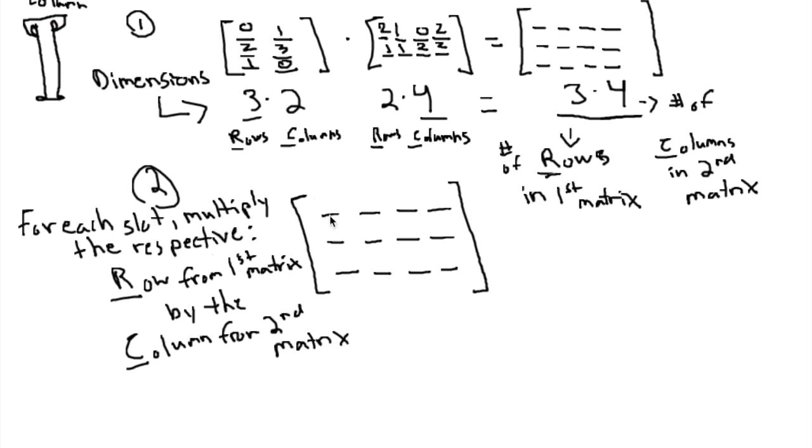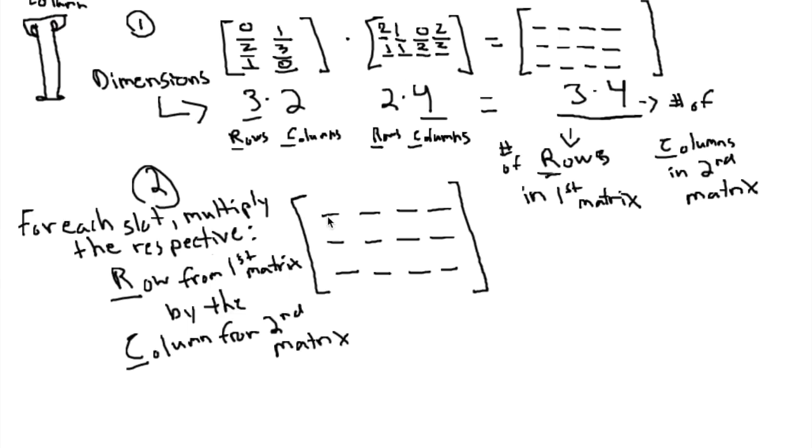And to multiply, we're going to take the first row, the same row, from the first matrix, and then its column position we take from the second matrix. So we take the row position from the first matrix and multiply it by the column position from the second matrix. The same type of thing again. You're taking a row from the first matrix and a column from the second matrix. R comes before C always.